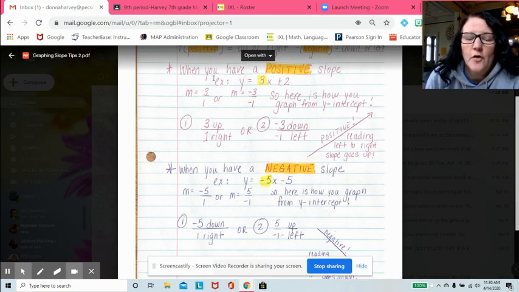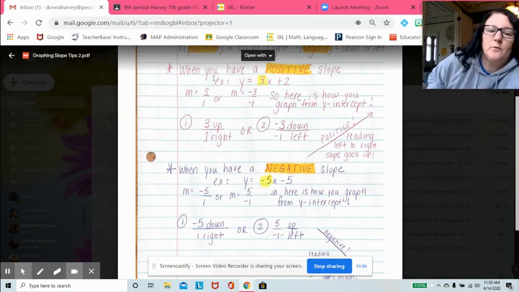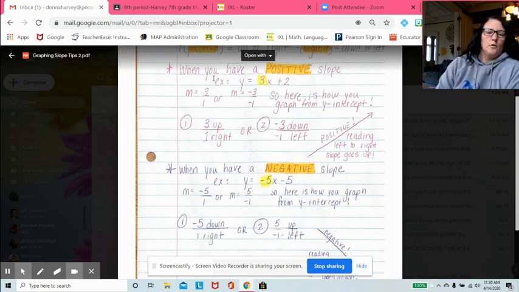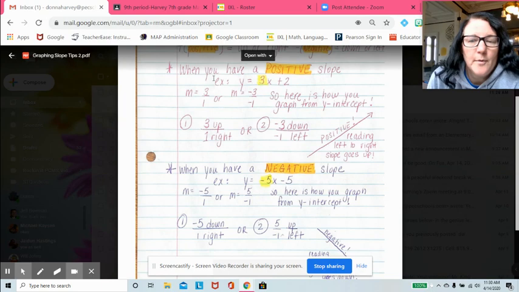So once you graph your y-intercept, which in our case right here would be 2, you need to start rising and running. So for our example right here, you could either go 3 up and 1 to the right, or you can go 3 down and 1 to the left. When you're graphing for me in GeoGebra today, I want to see a minimum of 3 points on your graph before you make your line.